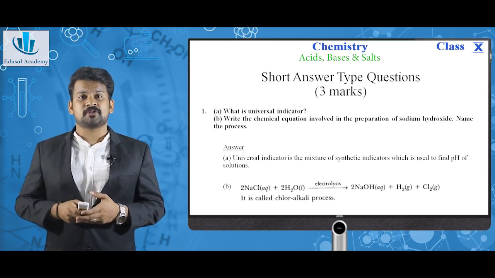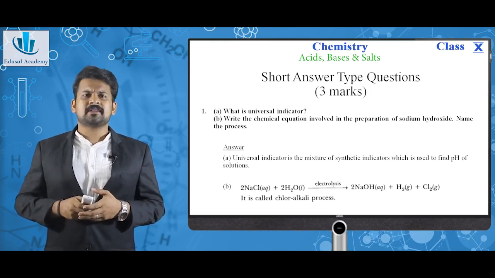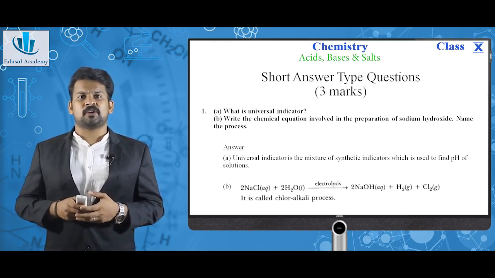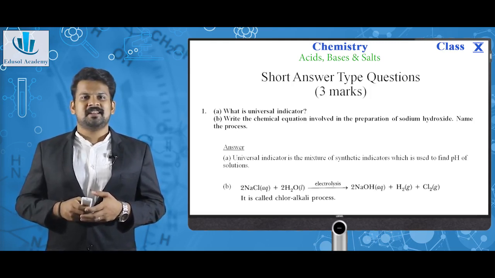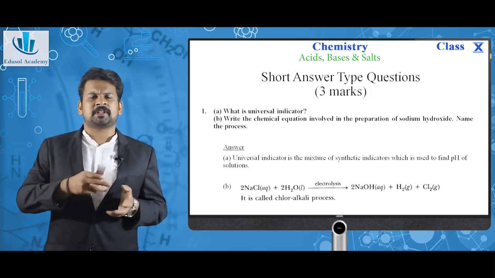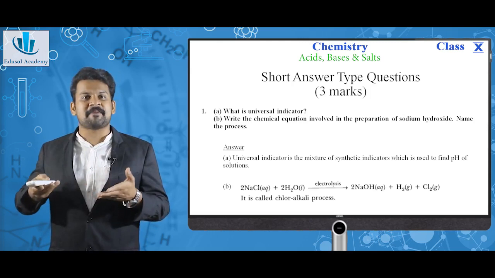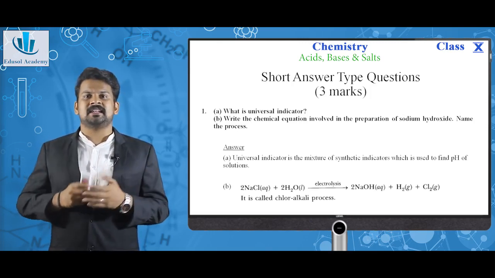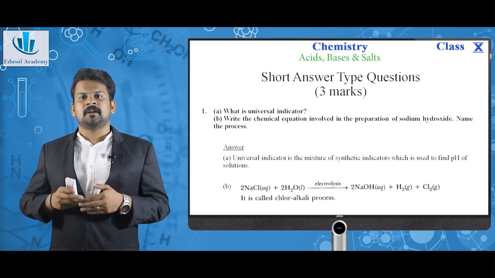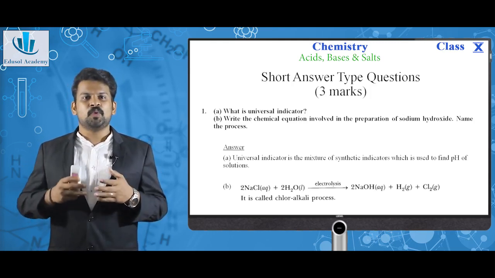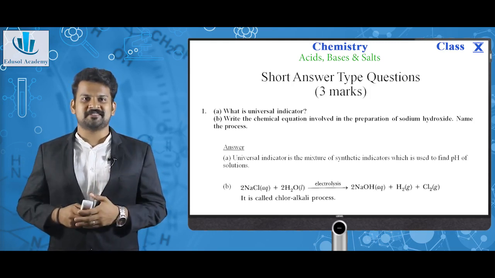Next, short answer type question, 3 marks. What is universal indicator? Write the chemical equation involved in the preparation of sodium hydroxide. Name the process. As you all know, an indicator is a substance that indicates a particular property or behavior of another substance. Universal indicator is a mixture of synthetic indicators which is used to find the pH of solutions.